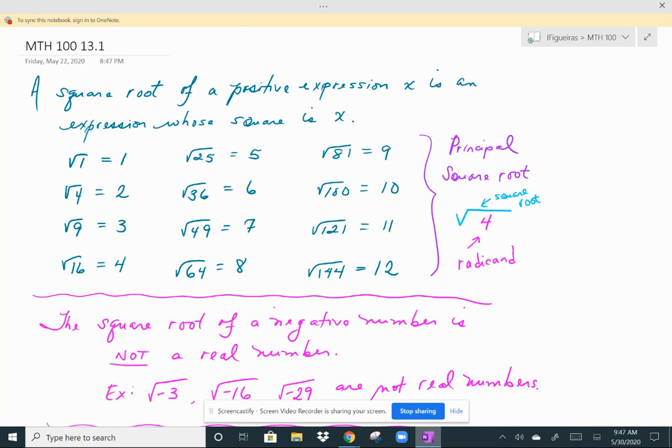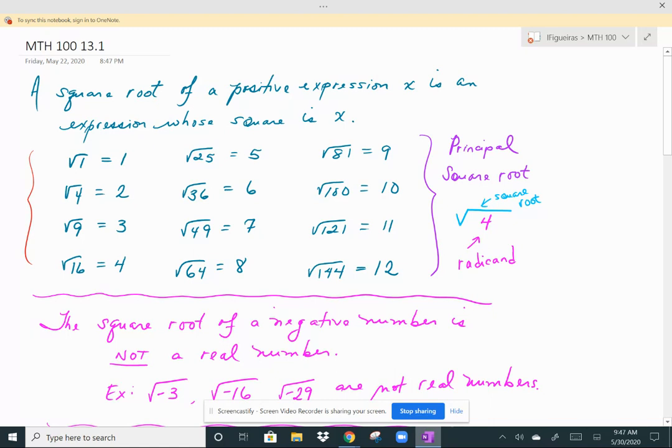All of the numbers that you see here, these three columns, are considered to be the principal square root of each expression. And you should definitely memorize these if you don't already know them. These are called perfect squares. So 1 is a perfect everything. It's a perfect square, a perfect cube, a perfect fourth. But I still listed it here.